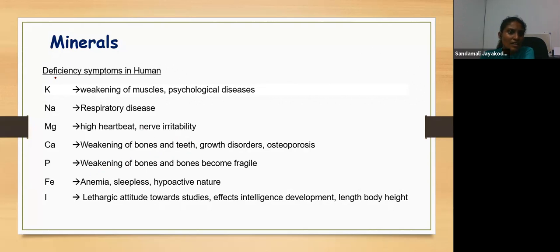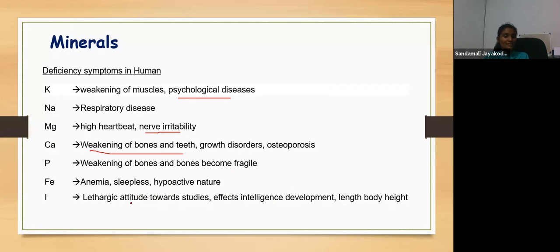So as the most common things, weakening of bones and teeth. Calcium is required to make the bones and teeth, so weakening of bones and teeth is the deficiency symptom. And magnesium, sodium, all of these are important for nerve function, so nerve irritability and psychological diseases will occur due to the deficiency of potassium, magnesium, like this. And so these are the things.